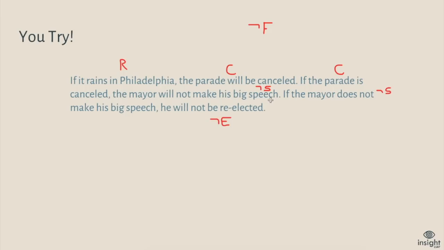Okay, now let's put this in order. If it rains in Philadelphia, the parade will be canceled. Okay, that's R and then C. If R, then C. If C, then not S. Okay, so I can keep the chain going. C, then not S. And if not S, then not E.